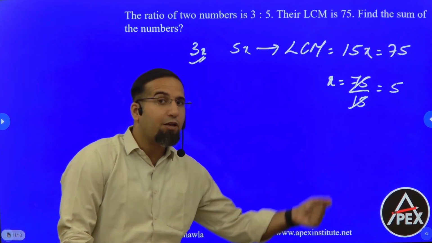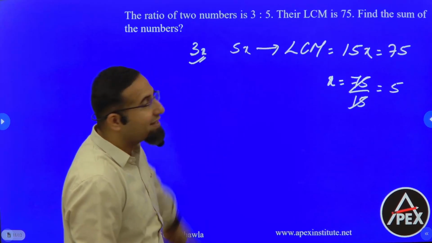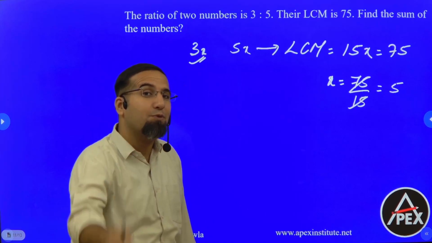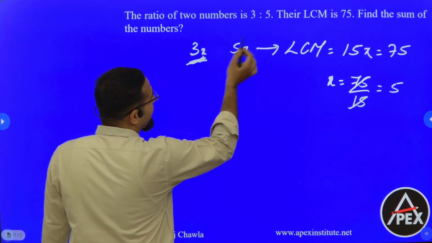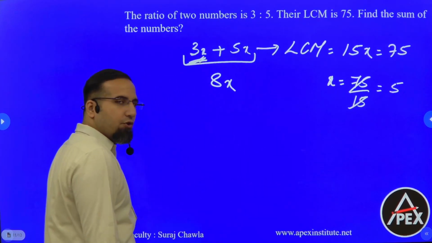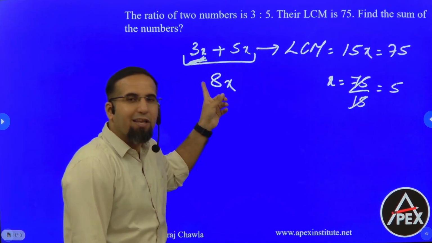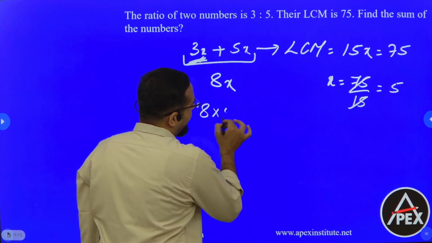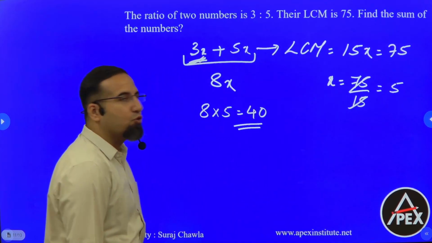अब जब x का वैल्यू 5 है गाइस, तो हमको क्या मिल सकता है? हमको ओरिजिनल नंबर्स भी मिल सकते हैं, हमको उनका सम भी मिल सकता है और हमको उनका डिफरेंस भी मिल सकता है, राइट? So therefore, अब पूछा गया है sum 3x plus 5x, मतलब हमको चाहिए value of 8x. अब हमारे पास x का वैल्यू 5 ऑलरेडी है, सो यहाँ रिप्लेस कर देंगे और हमारा आंसर आ जाएगा. So therefore my answer becomes 8 into 5, that is equal to 40, becomes the sum of those two numbers.